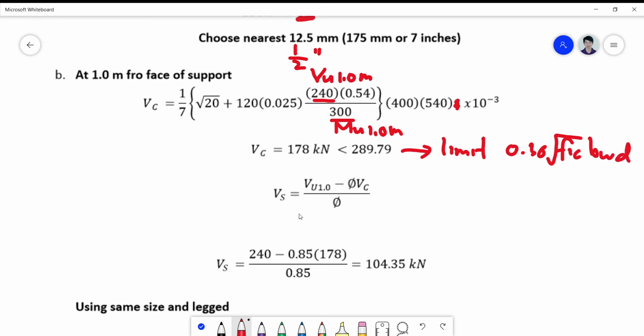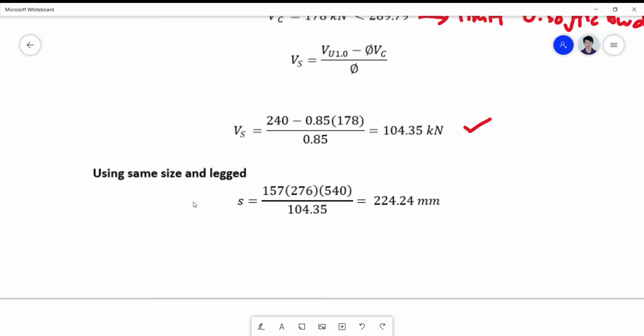Okay, so your Vs now becomes Vu minus phi Vc over phi, which is now 240 minus 0.85 of 178, this one. Okay, divided by 0.85, we get 104.35. Using the same size of stirrup, two-legged. So this is 157 times 276, 540 divided by 104.35.